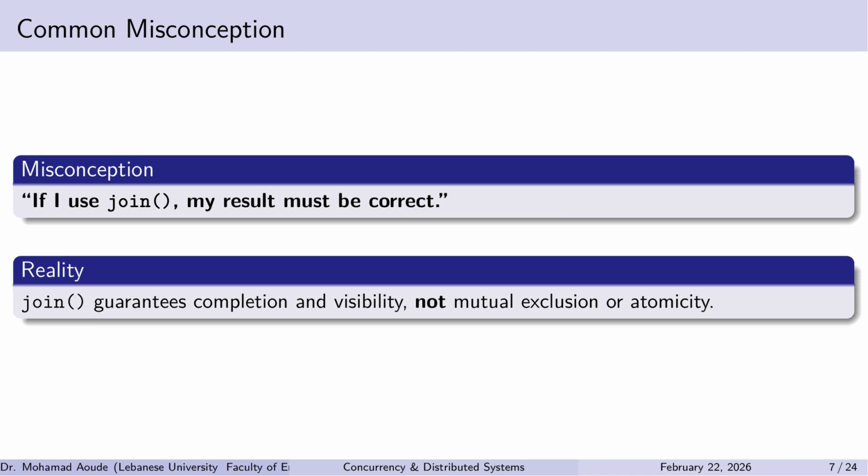A common misconception. If I use join, my result must be correct. Incorrect. Join establishes happens before for thread termination. It guarantees completion ordering, visibility of writes before termination. It does not guarantee mutual exclusion, atomicity of operations. Visibility is not the same as mutual exclusion, completion is not the same as protection. Write that distinction down.